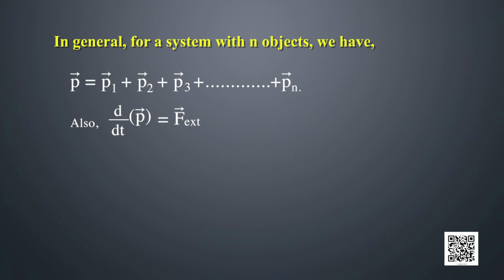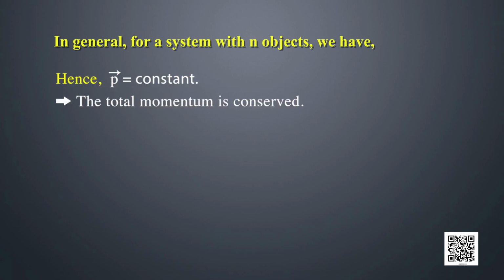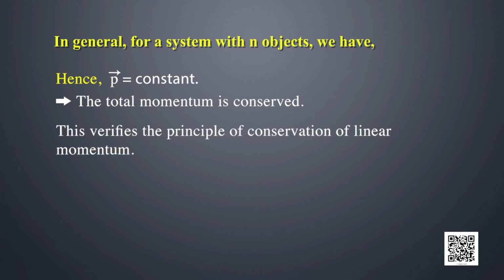Now, according to the condition laid down in the principle of conservation of linear momentum, if the net external force is 0, we get dP by dt, or the rate of change of momentum, as 0, which implies that the total momentum P is constant. This verifies the principle of conservation of linear momentum for an n body system.